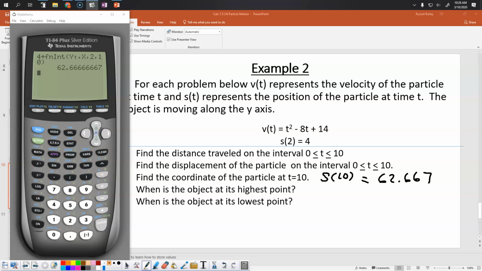That's correct. Okay. Now, the next few questions are talking about highest point and lowest point. What does that mean?